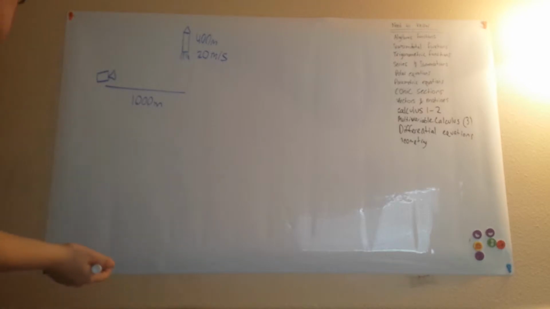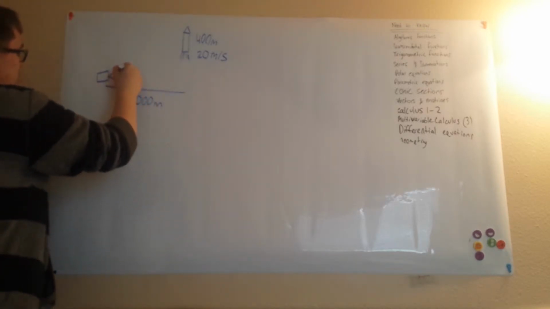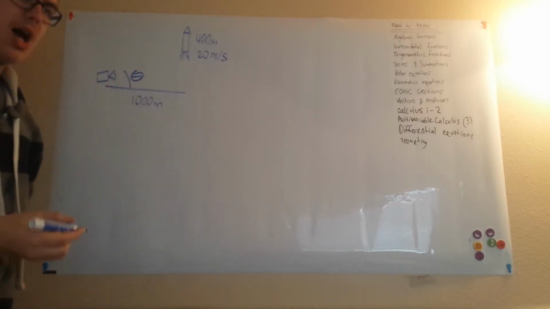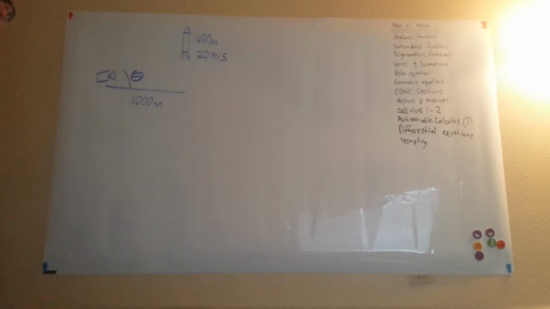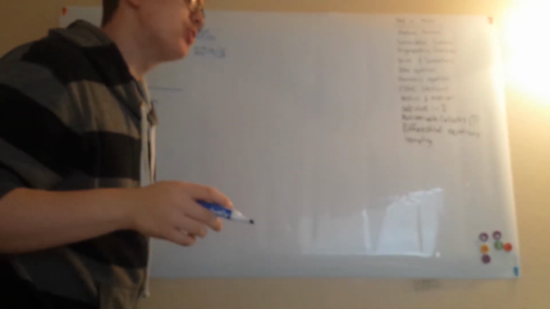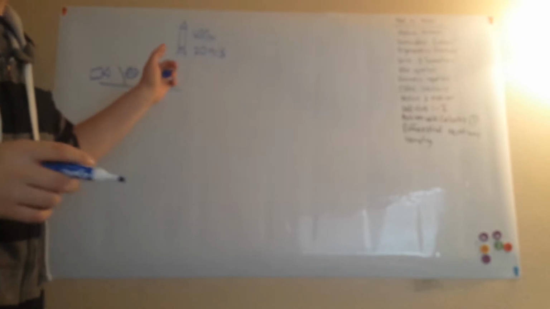My question is, the angle. How fast does my angle have to move for my camera to see the rocket? Or to keep track of the rocket? That's my question. This is a very interesting question, and I think so too. So, let's set up our problem.